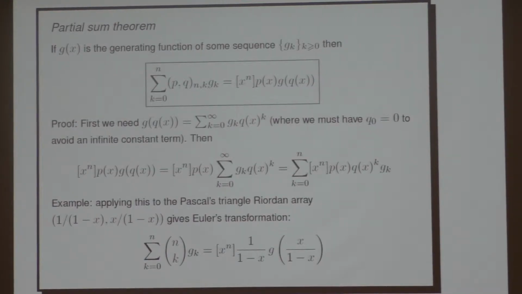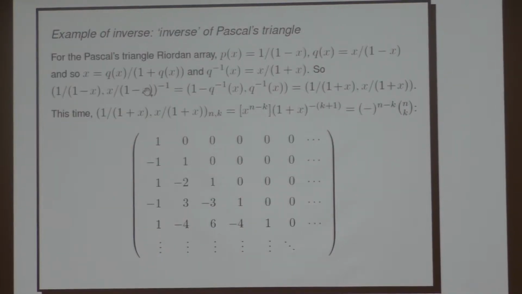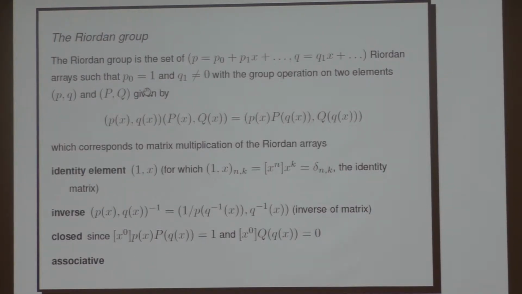Michael, usually Q1 is not 0. Yes. And for what's called a proper Riordan array, which we'll come on to a bit later, then Q1 definitely is not allowed to be 0. Yeah. Sorry, yes.